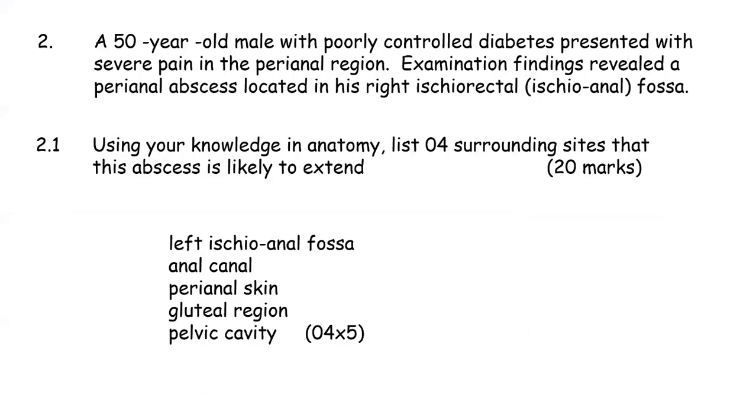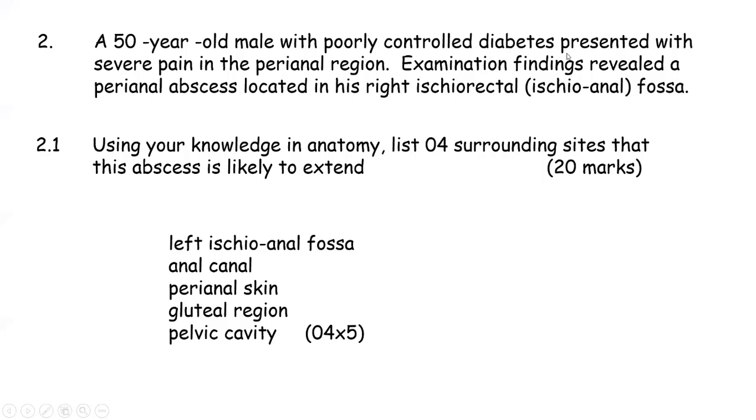Right. This is again a very short case scenario we have given, I think, the last time, right? So it says a 50-year-old male with poorly controlled diabetes presented with severe pain in the perianal region, right? Examination findings revealed a perianal abscess located in his right ischiorectal fossa. So some books now use the term ischioanal. Therefore, we have included both, right? And nothing much in this scenario.